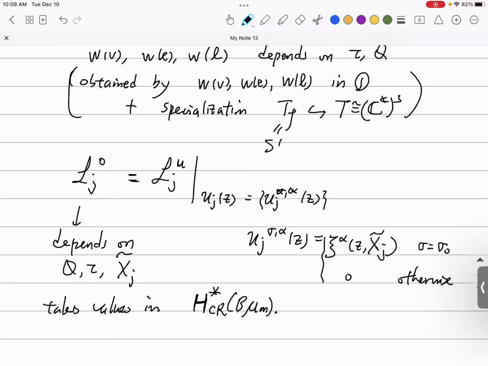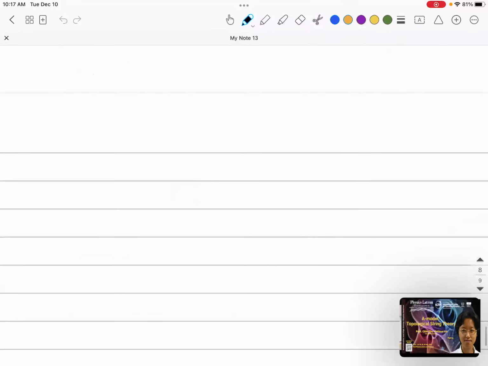I wonder if I should take a break now. So in the first half, we introduced the generating function of descendant Gromov-Witten invariants and the generating function of open Gromov-Witten invariants, and when 2g minus 2 plus n is greater than 0, there's a graph sum formula.